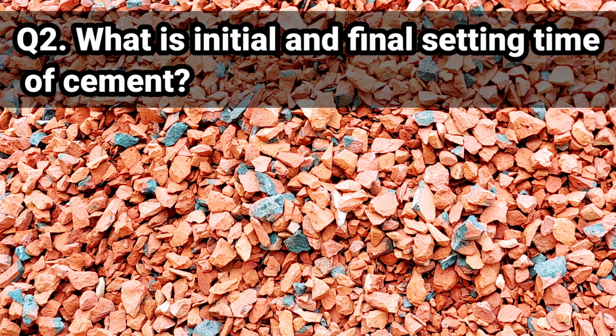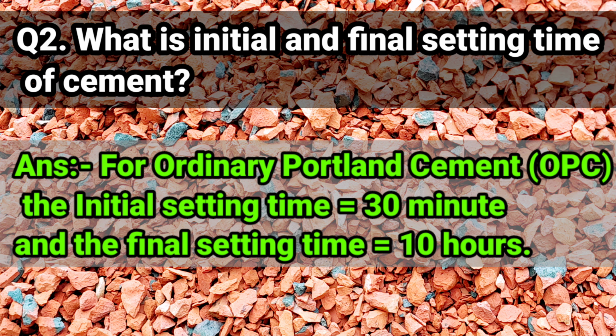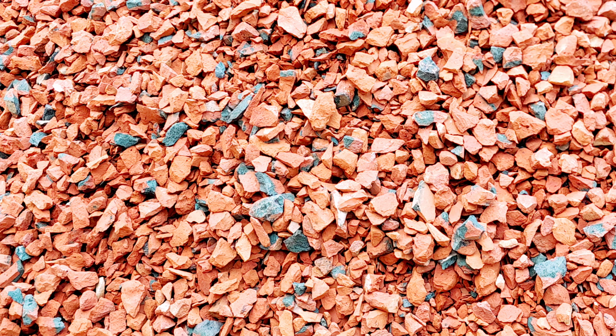What is the initial and final setting time of cement? For ordinary Portland cement, the initial setting time is 30 minutes and the final setting time is equal to 10 hours.